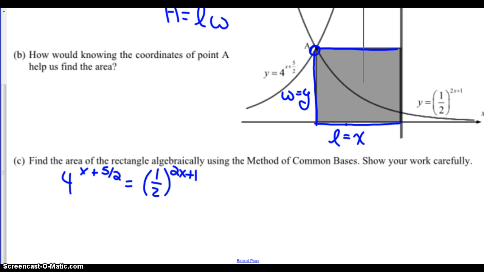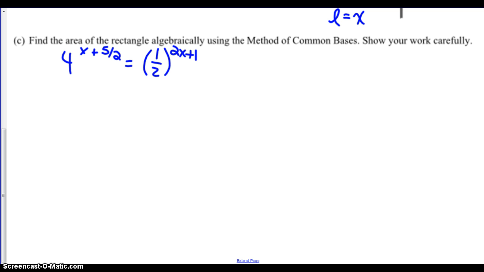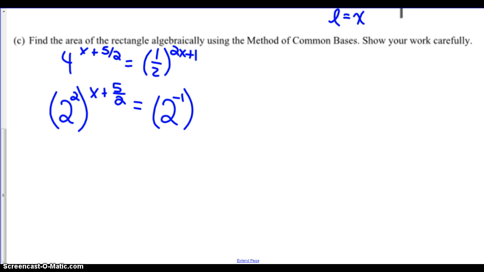And now you forget everything else about that disgusting picture, everything else of finding area, and you just look at this. And you remember, okay, common bases. I'm going to use a common base of 2. So the left side here is going to become 2 squared raised to the x plus 5 over 2. The right side already has the 2 in there. It's just 2 to the negative 1. And that's raised to the 2x plus 1.